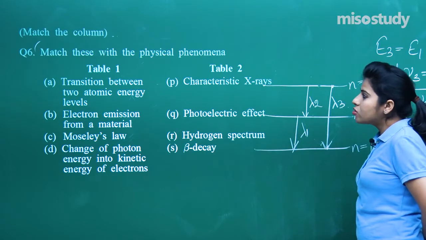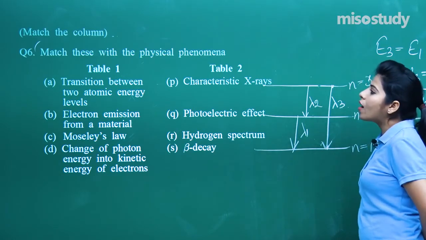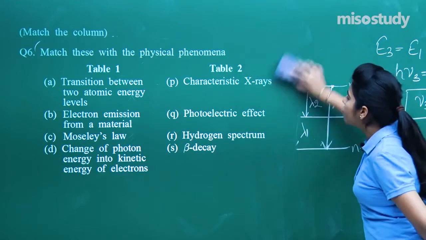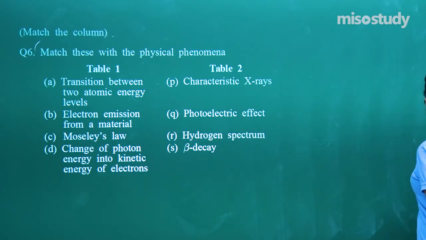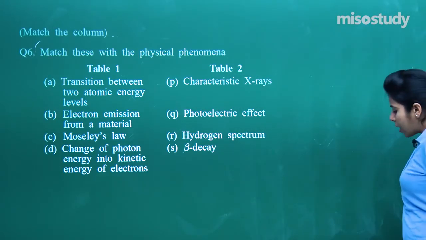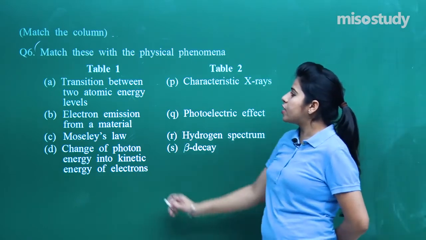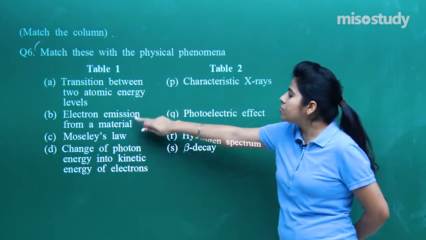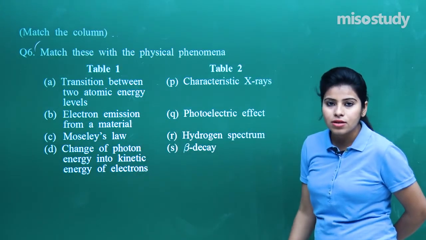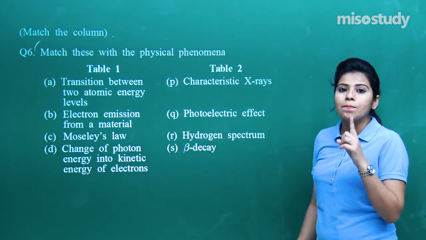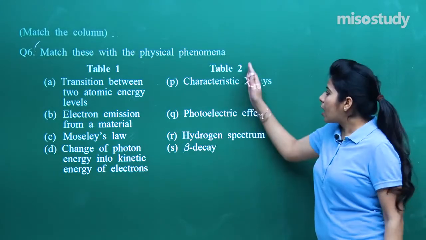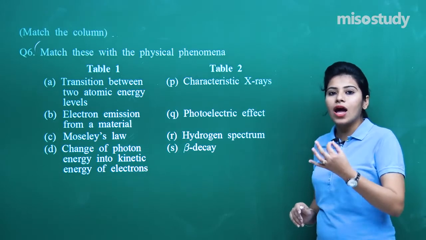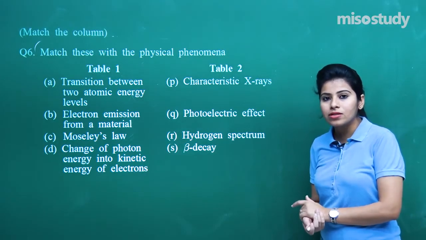Okay, so the next category is we have to match these columns. We have to match these with the physical phenomenon. There are two columns before us, say table 1 and table 2, and in that we are having some phenomenon before us, and this phenomenon has some particular name, and these names have been given over here. We have to match them with the correct option, right?